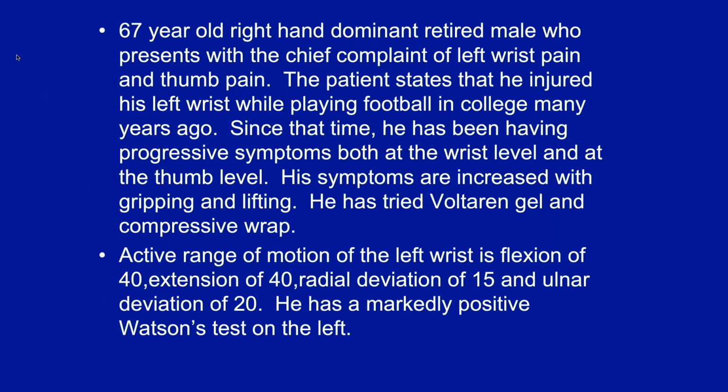Here's an example of a 67-year-old right-hand dominant male. Chief complaint of left wrist pain, thumb pain. He injured his left wrist while playing football in college many years ago. Progressive symptoms. He's tried Voltaren gel and wraps, and you look at his range of motion. Markedly positive Watson test on the left. Next slide.